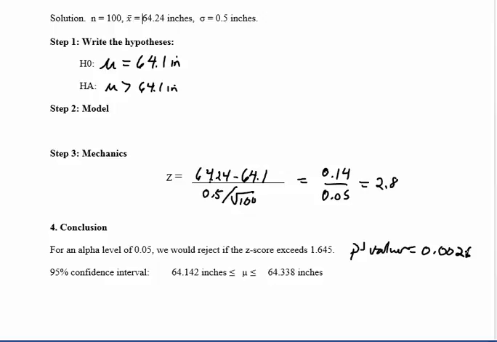Remember, the 95% confidence interval we calculated earlier is shown here. It's from 64.142 inches up to 64.338 inches. Notice that 64.1 inches does not fall within this interval, which supports our conclusion.